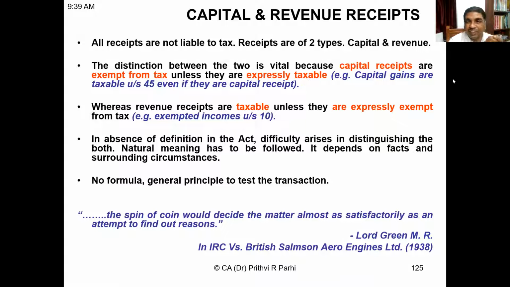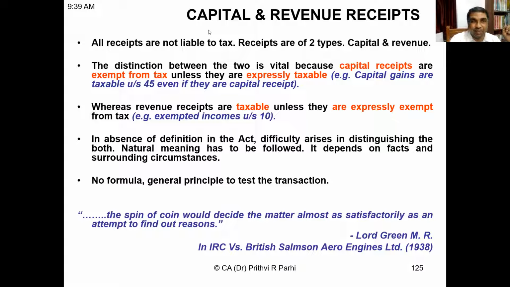But the problem here is that what is a revenue receipt and what is a capital receipt is not clearly defined in the Income Tax Act. So we have to understand the natural meaning, apply our mind, and on the basis of facts and surrounding circumstances of the case, decide whether it's a revenue receipt or a capital receipt. There have been many case laws where courts have concluded that on this ground it can be considered a revenue receipt or a capital receipt.